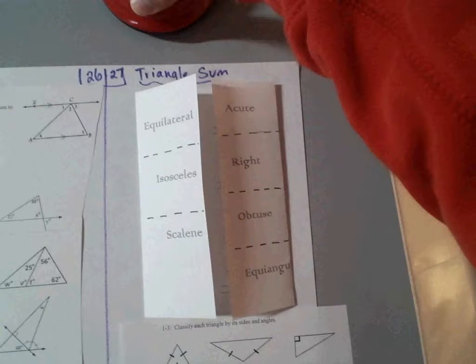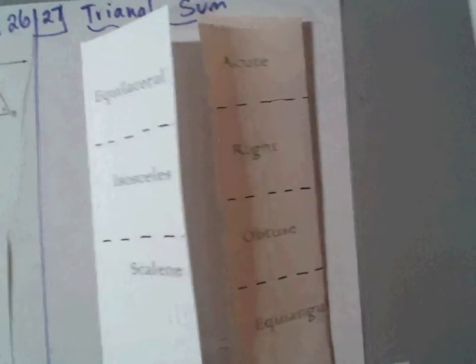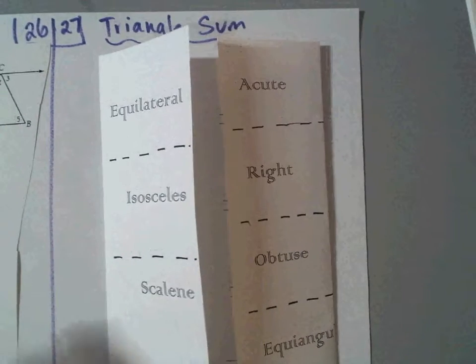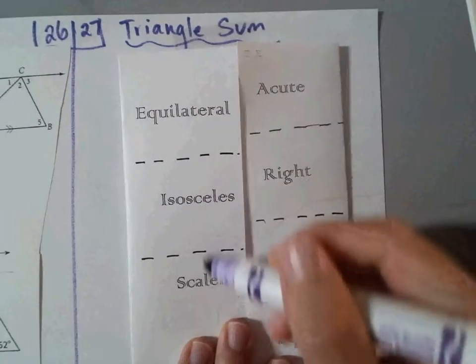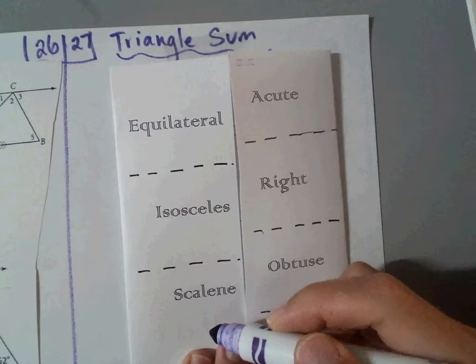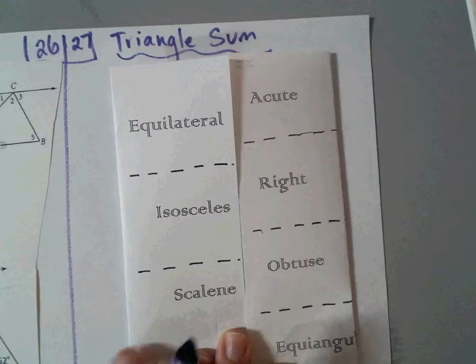Okay, 26, 27 is all about triangle sum. So first we're going to talk about how to classify triangles. The first way, if you look at this column on your page, you have equilateral, isosceles, and scalene. Okay, good. We've seen those before. These are all words to classify triangles by their sides.